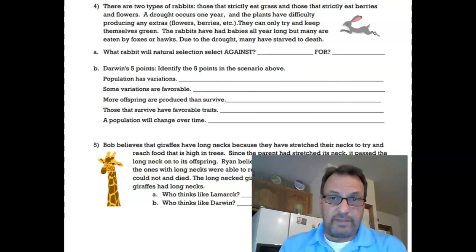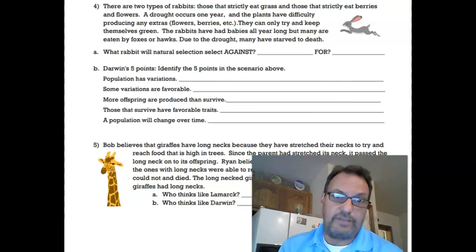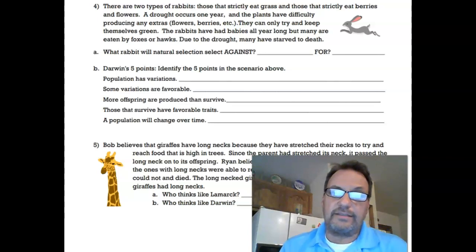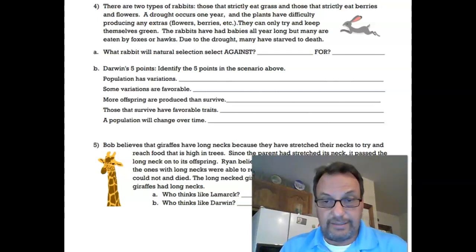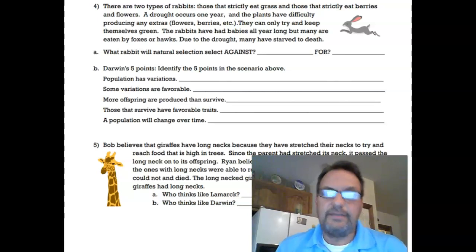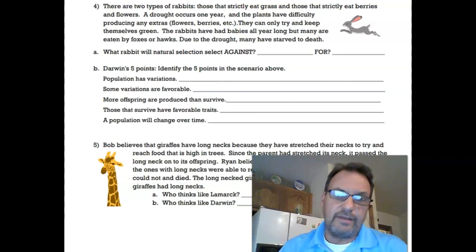The rabbits have had babies all year long, but many are eaten by the foxes or the hawks. And due to the drought, many have starved to death. In this situation, the rabbits that have natural selection working against them will be the ones that eat the berries and the flowers. Because there's a drought, there's not as many berries and flowers out there for them to eat, and they're going to have a hard time surviving. So in this situation, natural selection is working against them, and it's working for those that eat the grass. And I think that's pretty self-explanatory.